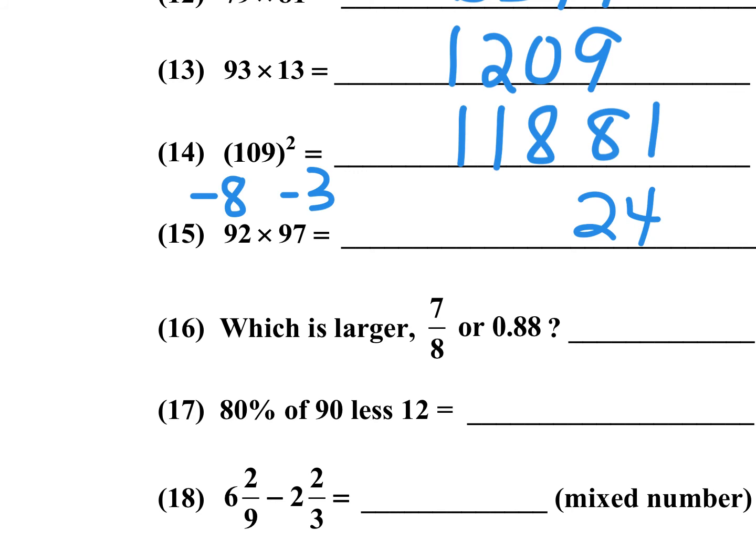And then what I'm going to do is add 92 minus 3. That would be 89. Or I could have done 97 minus 8. Either way, that gives you the 89. So the answer is 8,924. And that's a special shortcut for two numbers under 100. Number 16, which is larger, 7/8 or 0.88?